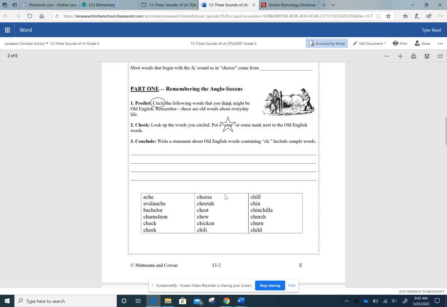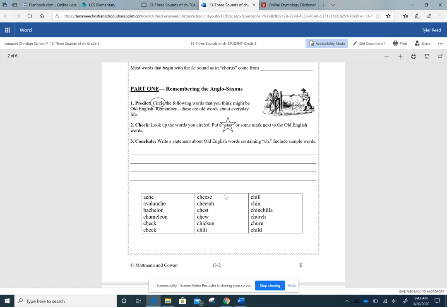Okay, so let's walk through together how to complete part one of the word study packet. For part one, what it wants us to do is think back to the very first packet that we covered when we talked about Old English words, and remember that Old English words are the most basic words that we say in the English language.